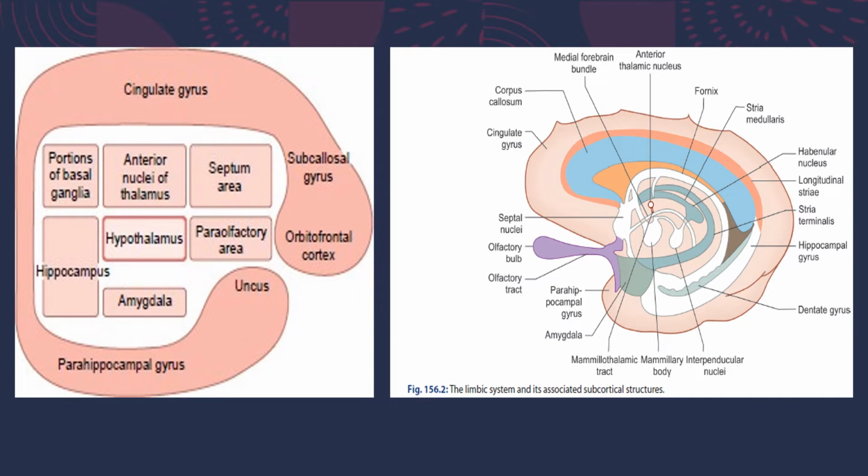This picture shows the parts of the limbic system. As we know, limbic means a circle, limb, girdle or border-like thing. Here we have the cortical structures, the limbic lobe and hippocampal formation, and these are the subcortical structures. The main ones are the hypothalamus, anterior nucleus of thalamus, septal nuclei, paraolfactory areas, amygdala, and portions of basal ganglia and hippocampus. So these are the cortical and subcortical structures. This is again the same picture of limbic structures.